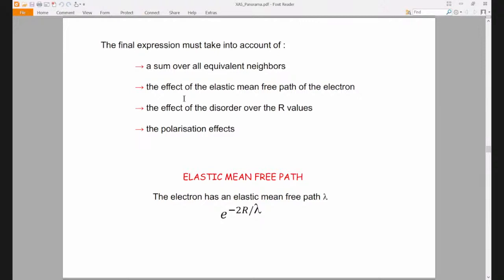Second, which is really important, and that's exactly why Stern and Sayers put in the formula at the end that the electron has a limited elastic mean free path in the medium. If you let an electron go in the medium, it has a limited elastic mean free path.